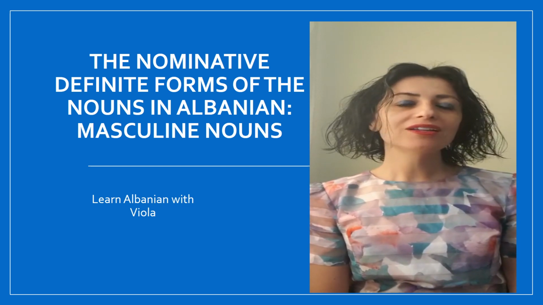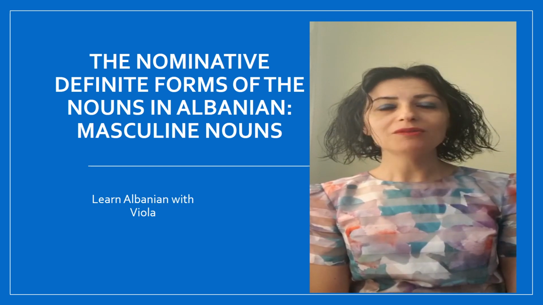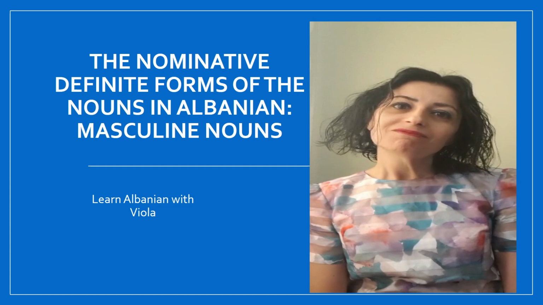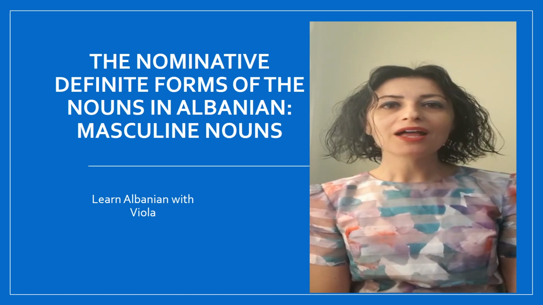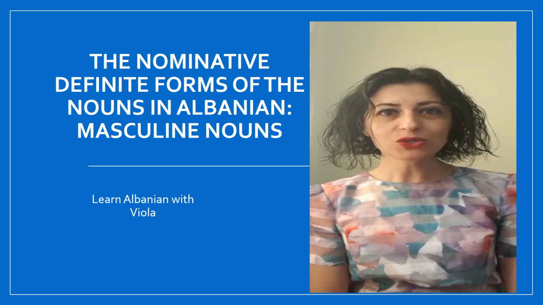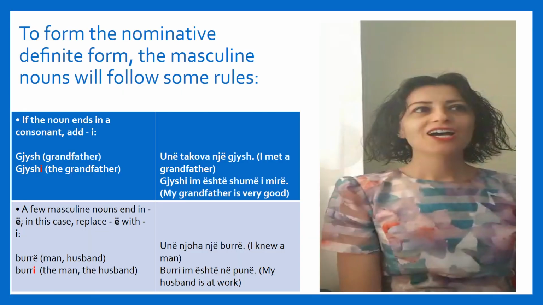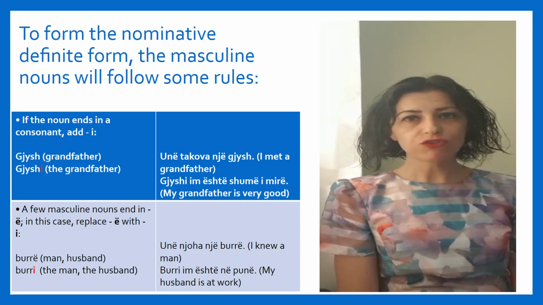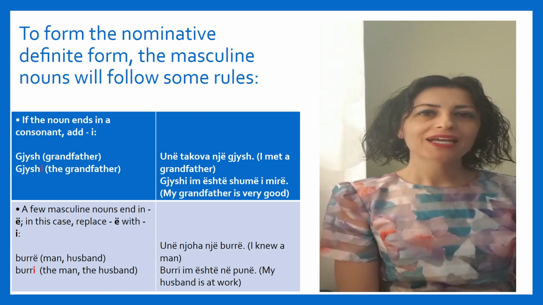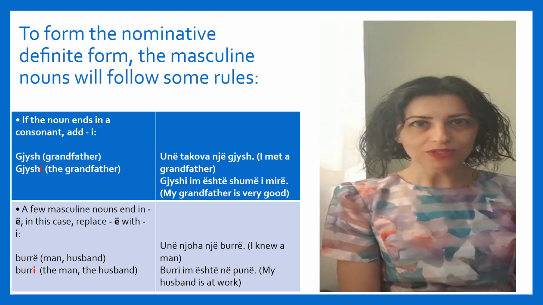As you know, in the Albanian language, we have two forms for the nouns, the definite form and the indefinite form. Today, I will teach you how to form the definite form in the nominative case of the masculine nouns. So, let's start. To form the definite form, the masculine nouns have to follow some rules. Let's see some rules, and also I'm going to show you some examples.